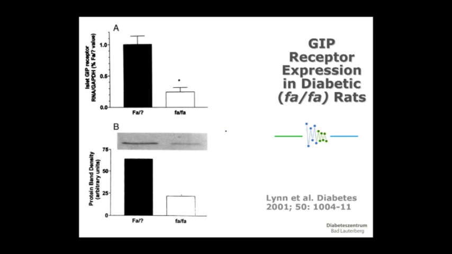So what does an animal experiment tell us? This is in Fafa Zucker rats, and you can get at the pancreas and look at islet GIP receptor messenger RNA, and in heterozygous animals, wild type, you have a high level of expression of the receptor, and in those with diabetes, you have a low expression of the receptor.